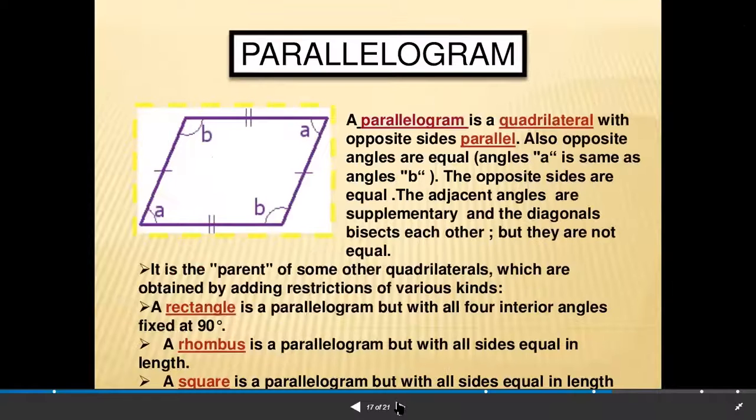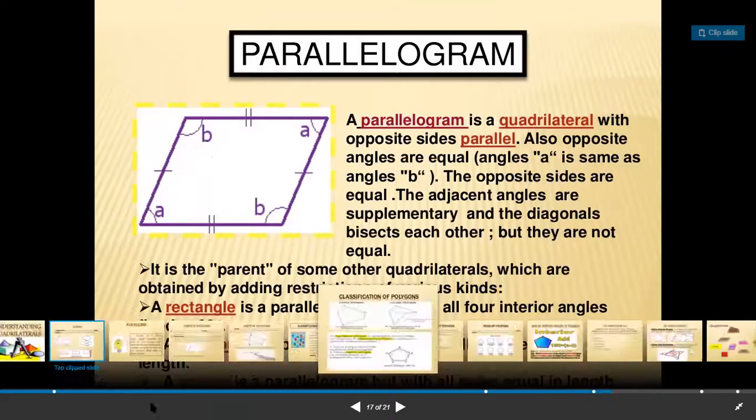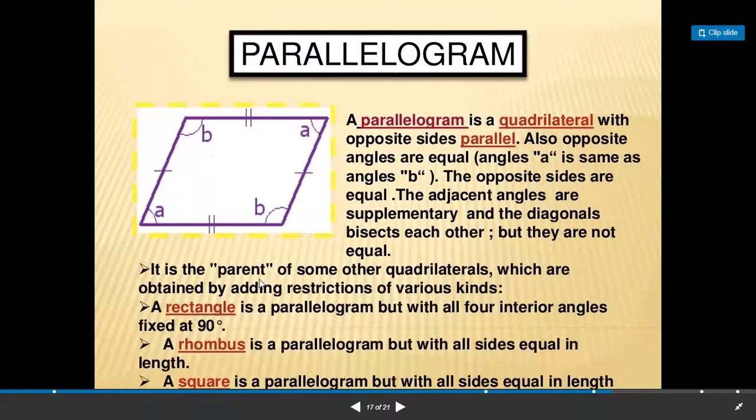Okay. Next is parallelogram. Parallelogram is a quadrilateral in which opposite sides are parallel and equal and opposite angles are also equal. So rectangle, rhombus and square are all types of the parallelogram.